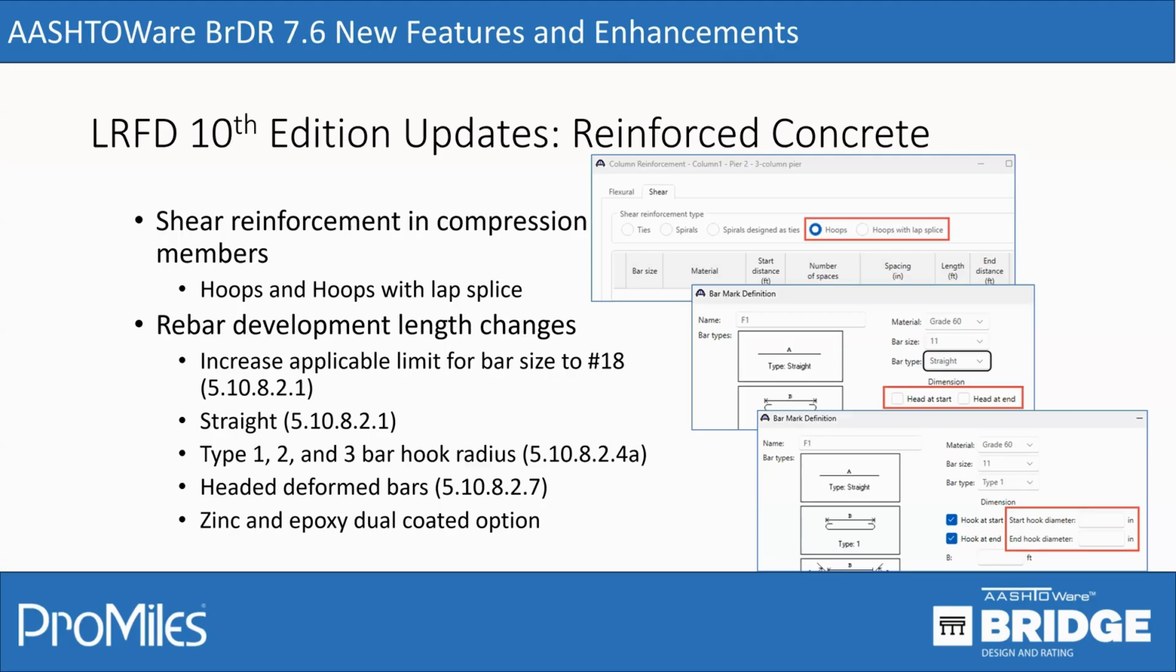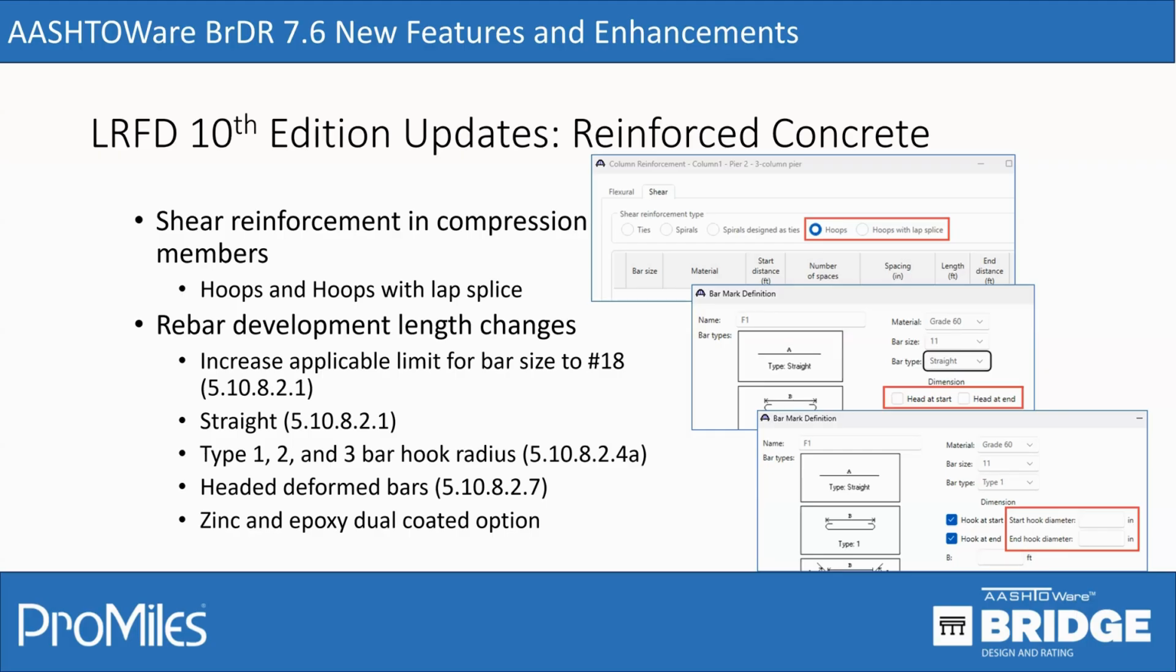And so as I was saying, the limit for the bar size was removed for number 11 bars. It was increased to number 18 bars. But that I think applies to only straight bars. For the hook bars, as well as the new headed deformed bars consideration, I think the limit is still up to number 11 bars. So a new section was also added for headed deformed bars for consideration in the LRFD specification.